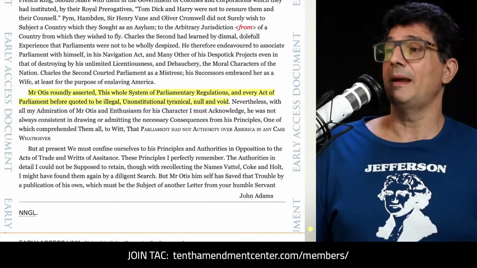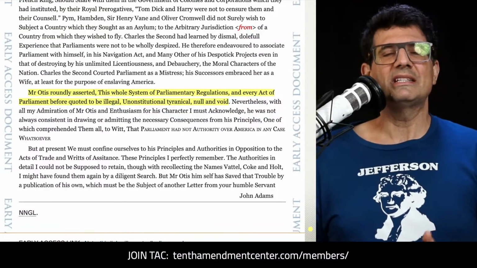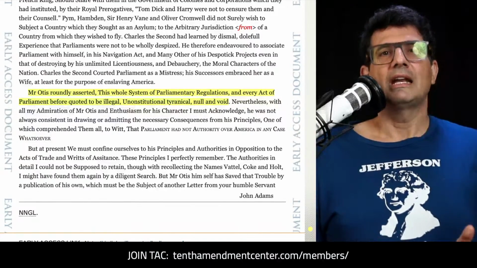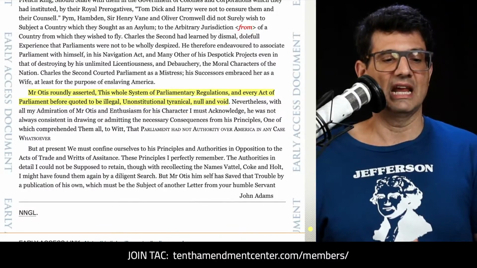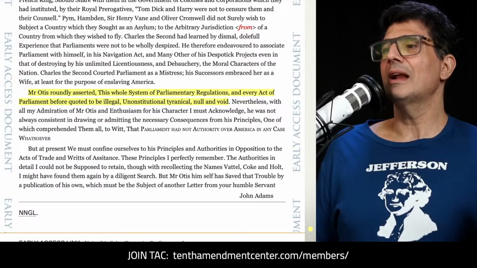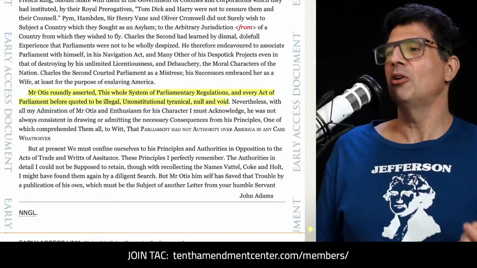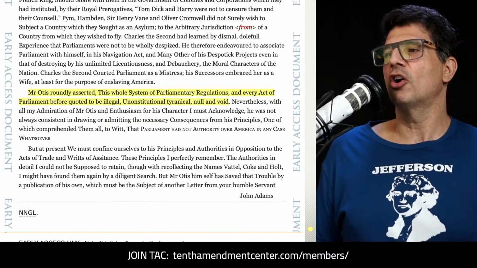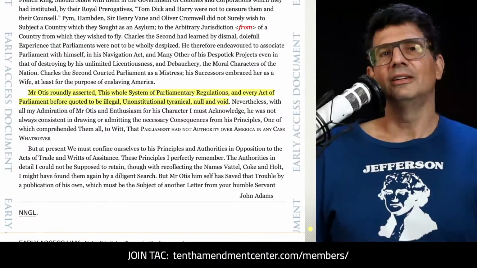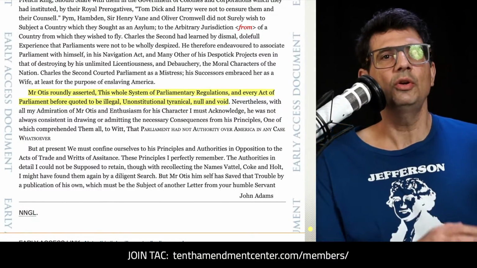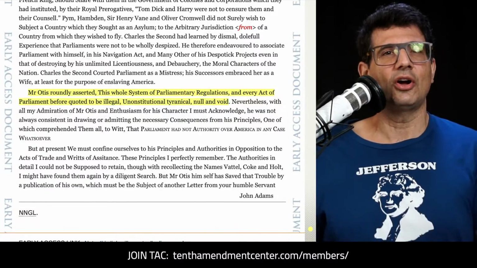Now, we can go a little further back. In discussing James Otis Jr.'s, I think it's somewhere between 4 or 5 hour speech against the writs of assistance in 1761, he's also going against the acts of trade, like the Sugar Act, for example. John Adams pointed this out. "Mr. Otis roundly asserted this whole system of parliamentary regulations and every act of Parliament before quoted to be illegal, unconstitutional, tyrannical, null, and void." So soon as they go beyond their limits, James Otis Jr. specifically said an act against the Constitution is void.